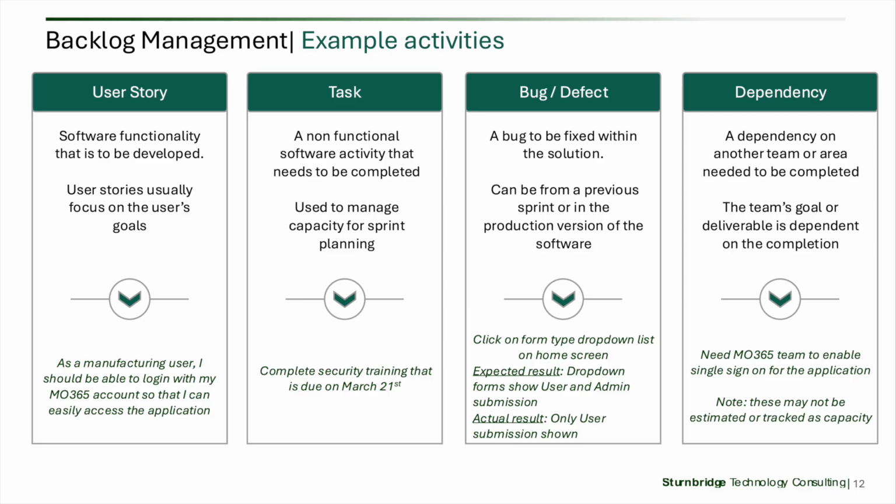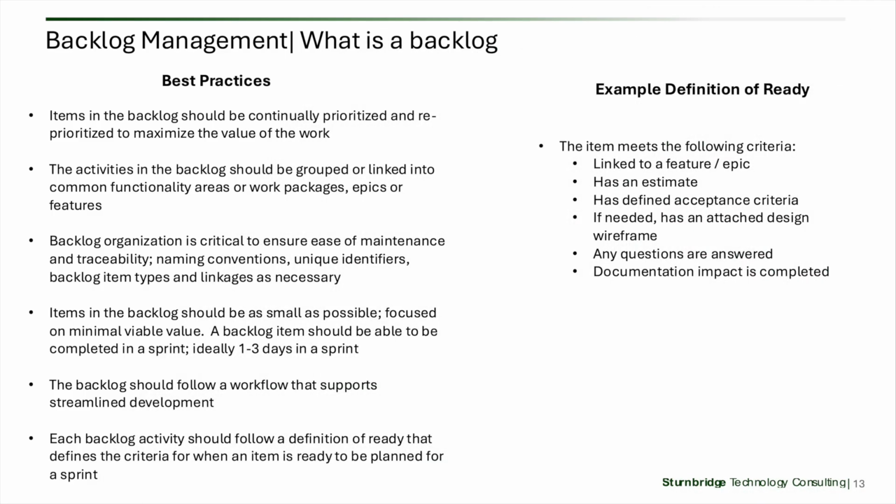Defects represent issues that need correction. These might come from a prior sprint, testing feedback, or production support. Dependencies represent work that relies on another team, platform, or function. Even if the team cannot fully execute the dependency themselves, they still need visibility into it because it affects planning and risk. Effective backlog management requires more than item capture.